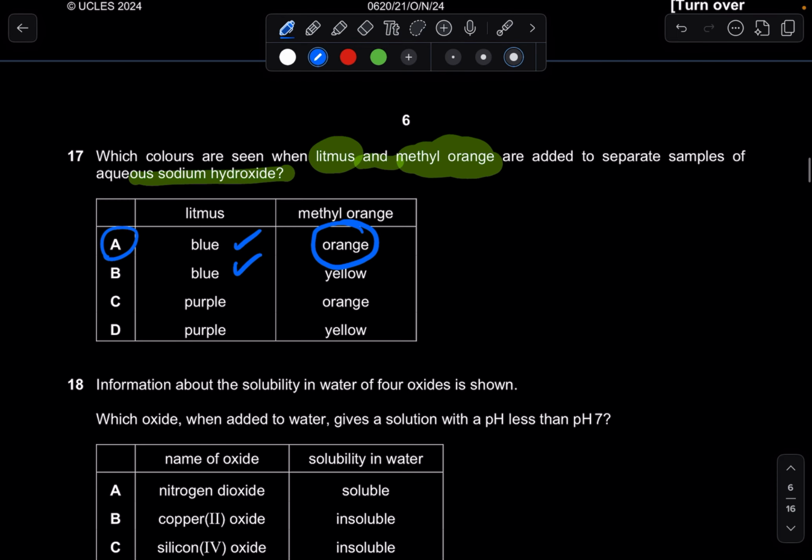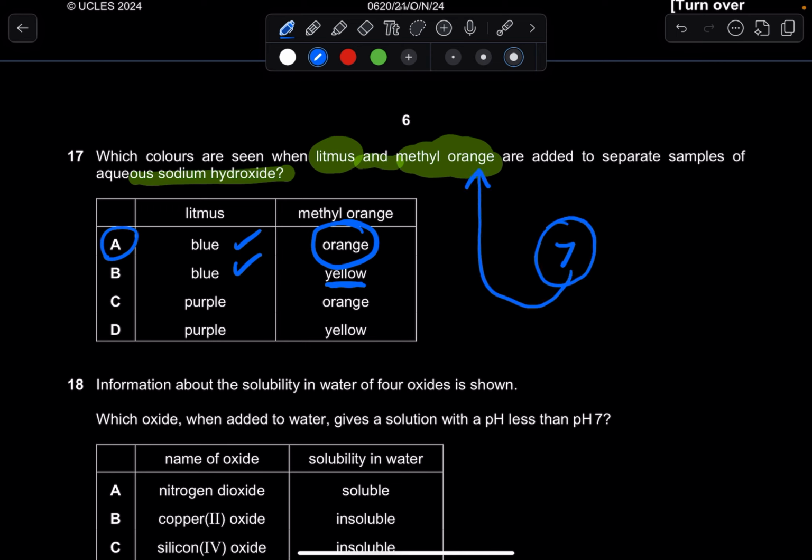It turns yellow exactly at the midpoint, exactly at pH 7. Your methyl orange is going to turn yellow, and as the pH increases to 7.1, it turns into orange.